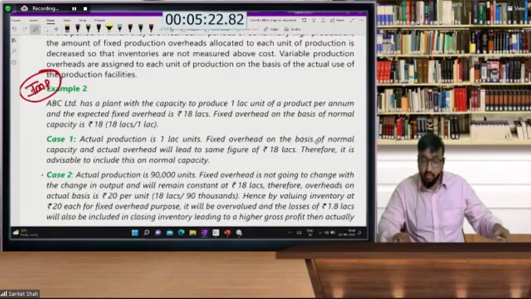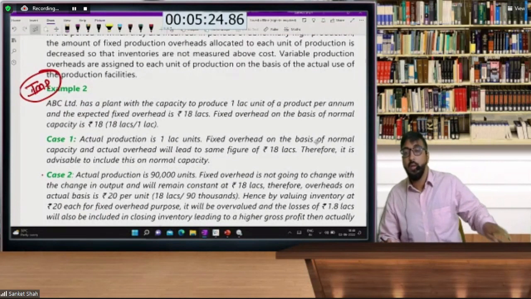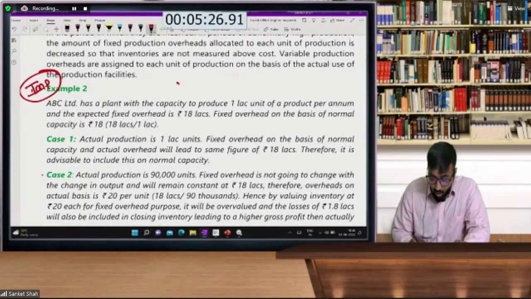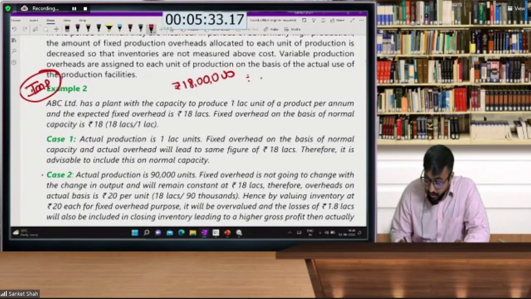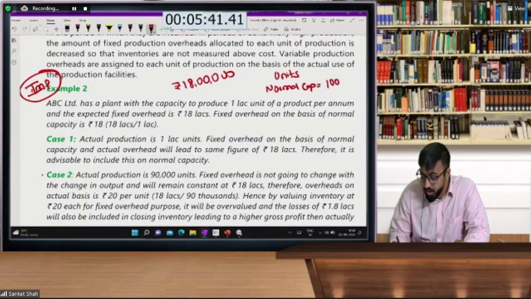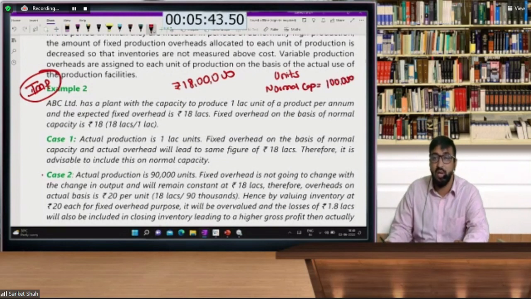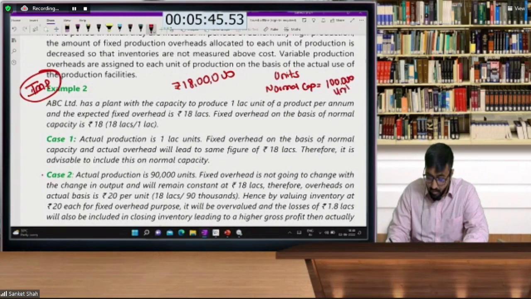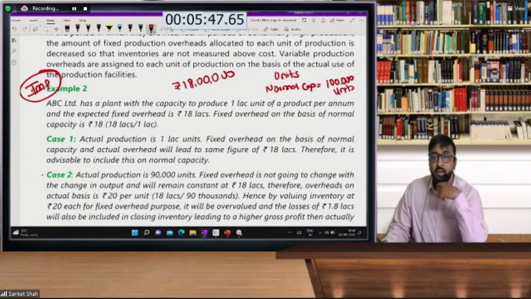See, in this question, we have fixed overhead of rupees 18 lakhs. How much is the fixed overhead? 18 lakhs. And now our units. Now units are there. There are 3 possibilities. Normal capacity: normally the production capacity of your plant and machinery is 1 lakh units. But now what happened? That it is a prediction.